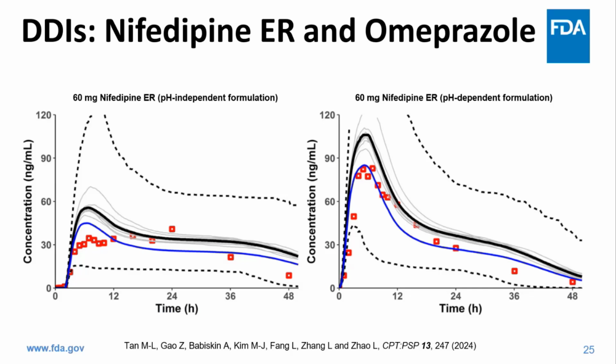The blue line is the simulated mean value assuming a change in CYP3A4 Vmax, which is the maximum rate of metabolite formation by the CYP3A4 enzyme, of 78%. The data points are the clinically observed values.